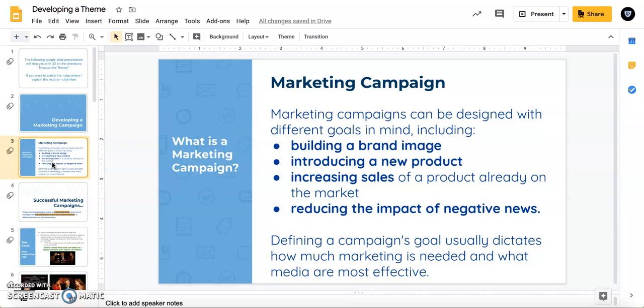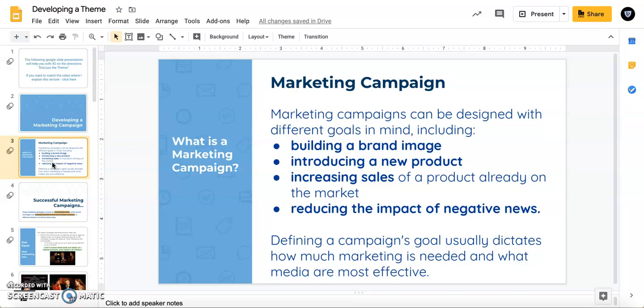Maybe a company's introducing a product for the very first time. Or maybe you're just trying to increase sales or reduce some negative news. So say you messed up as a company and you're trying to get back into people's good graces, get some loyalty back, get your fan base back. So marketing campaigns, whatever goal they have in mind, dictates whatever they're making.